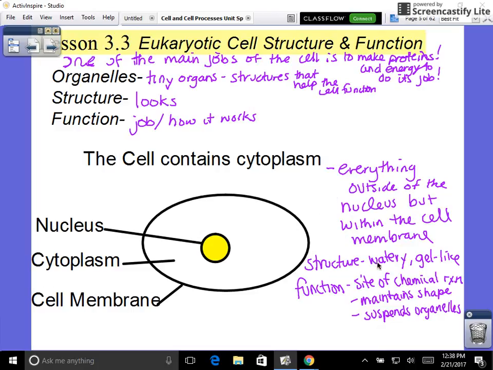The cytoplasm is watery and gel-like. Its function is to be the site of chemical reactions. It helps the cell maintain its shape, and it suspends or holds organelles in place.